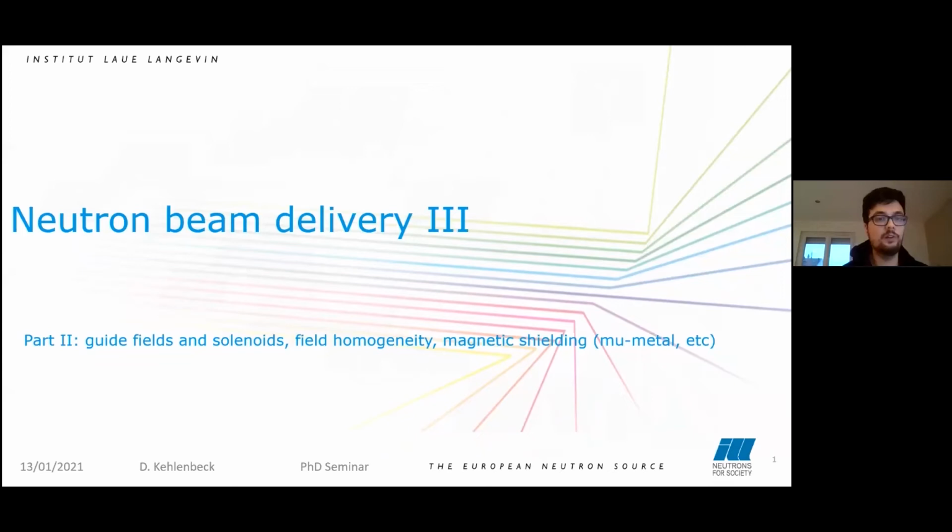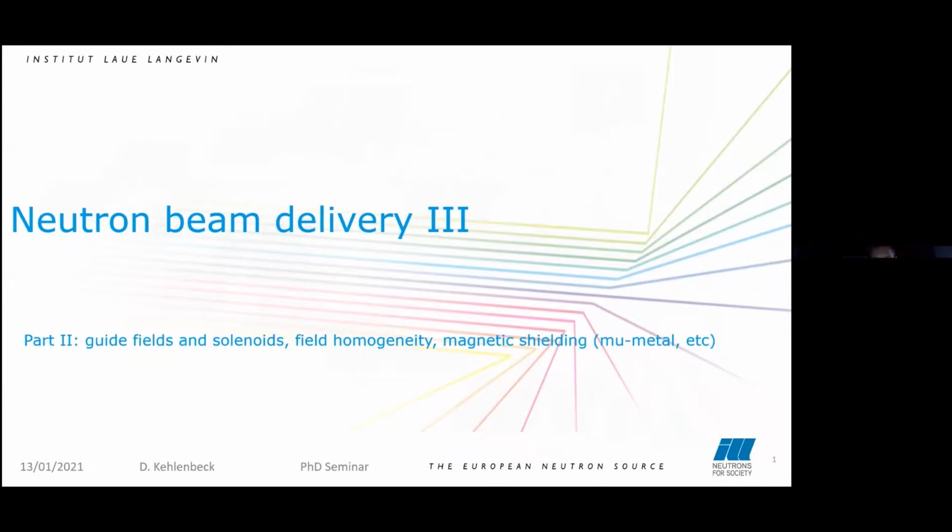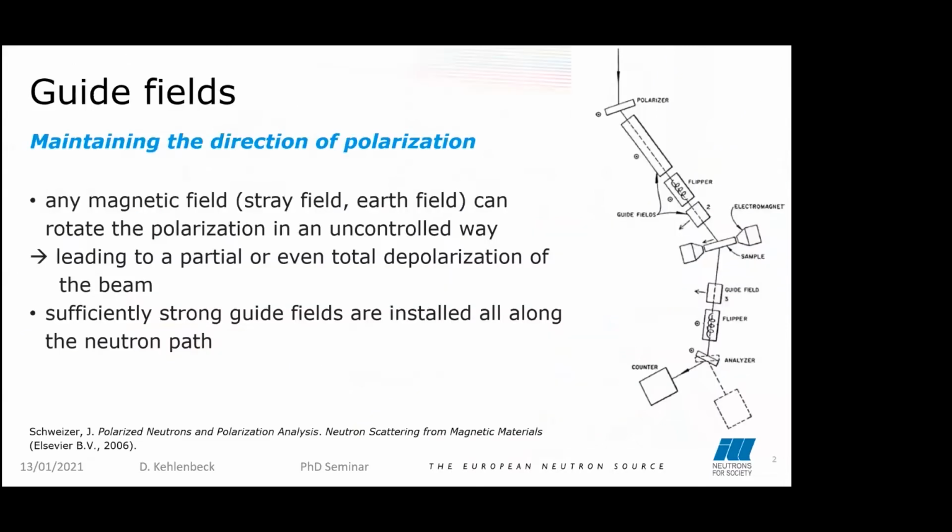I will talk about the second part of neutron beam delivery 3. My topics are guide fields and solenoids, field homogeneity, and magnetic shielding. First, I want to start with the guide fields.